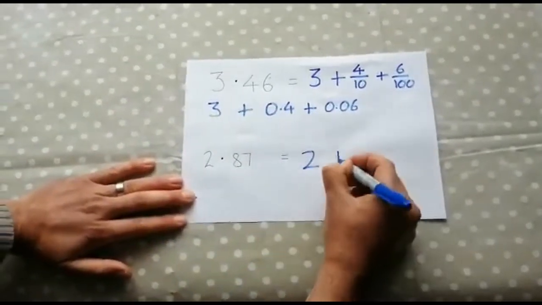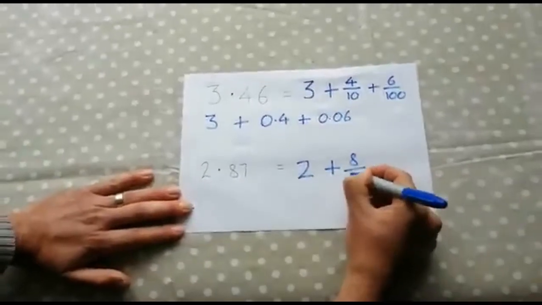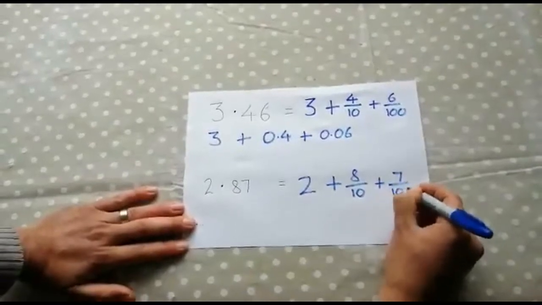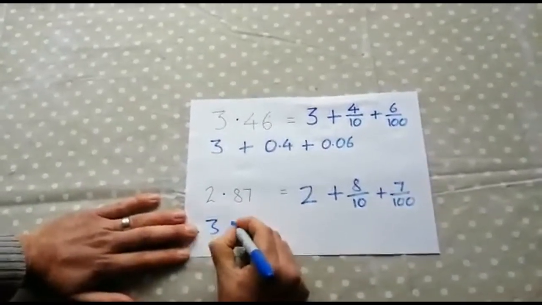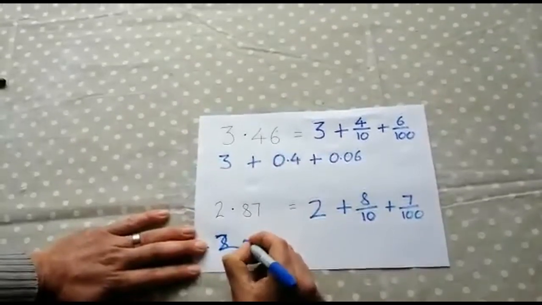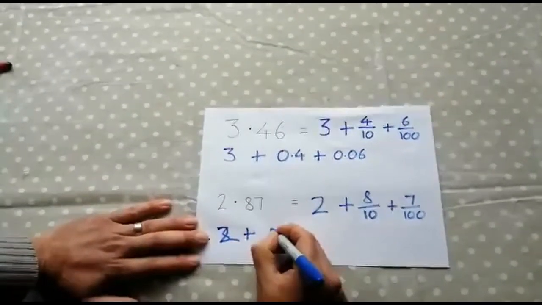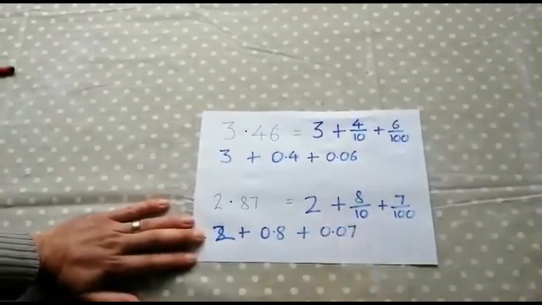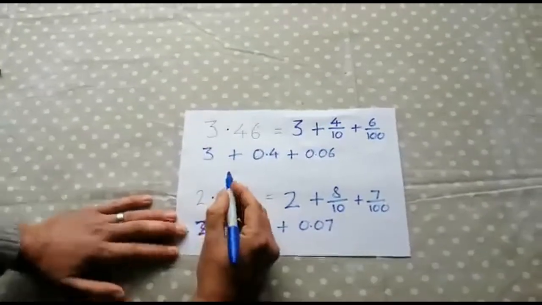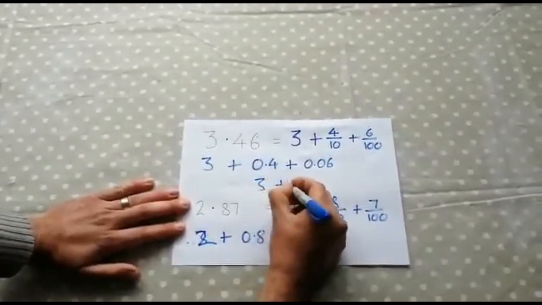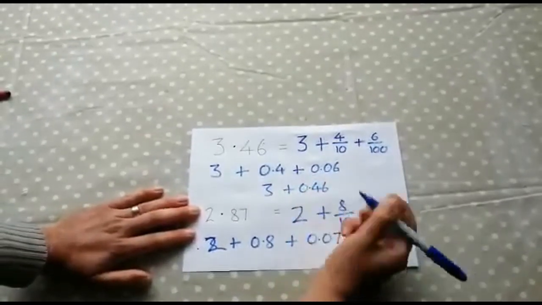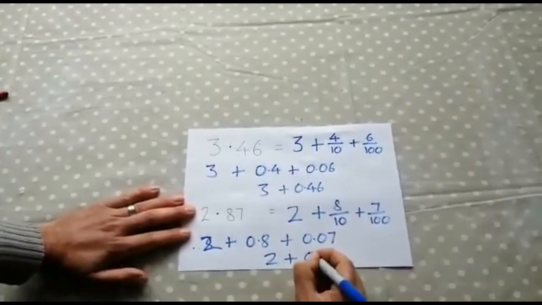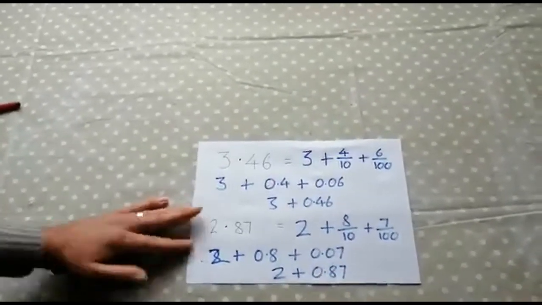So we've got 2 wholes plus 8 over 10, 8 out of 10, plus 7 over 100, which we can write as 2 plus 0.8 plus 0.07. We can put those two together to make 2 plus 0.87, and we can partition like that.